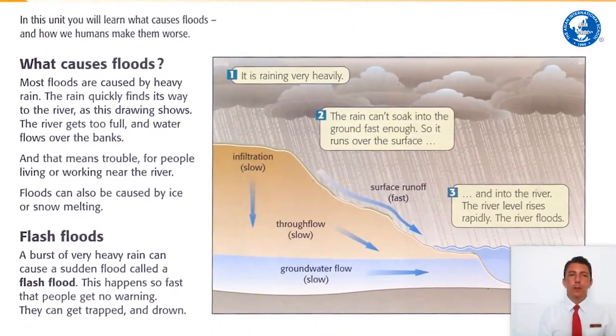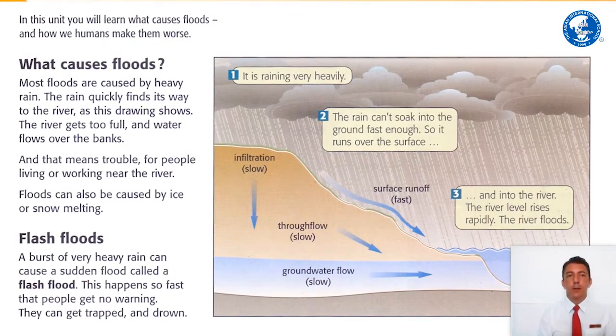So, what causes floods? Well, most floods are caused by heavy rain. The rain quickly finds its way to the river, as this drawing shows. So remember, water reaches the river in three ways: through surface runoff, which is fast, and through flow and groundwater, which are slow. So when it's raining very heavily, a lot of that rain doesn't have time to soak into the ground, and it will flow very quickly over the surface and fill the river up quickly, causing it to flood. And that means trouble for people living or working near the river.